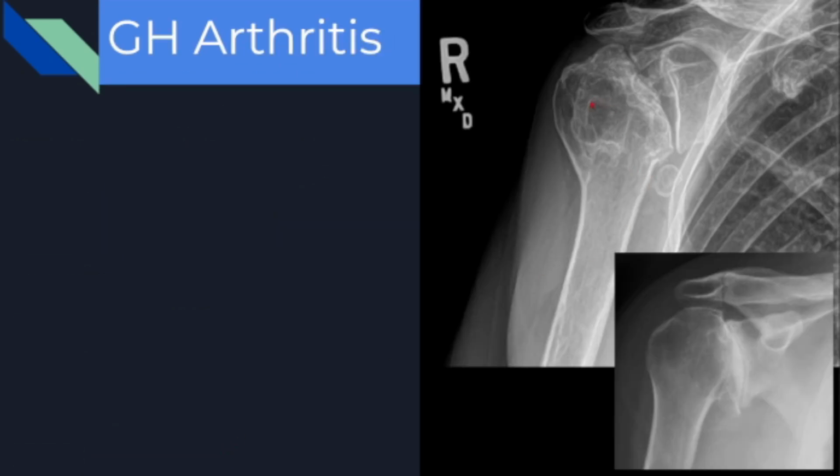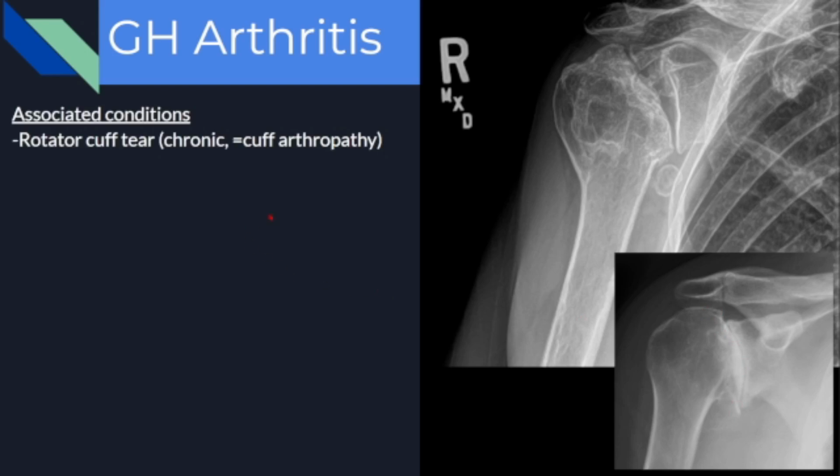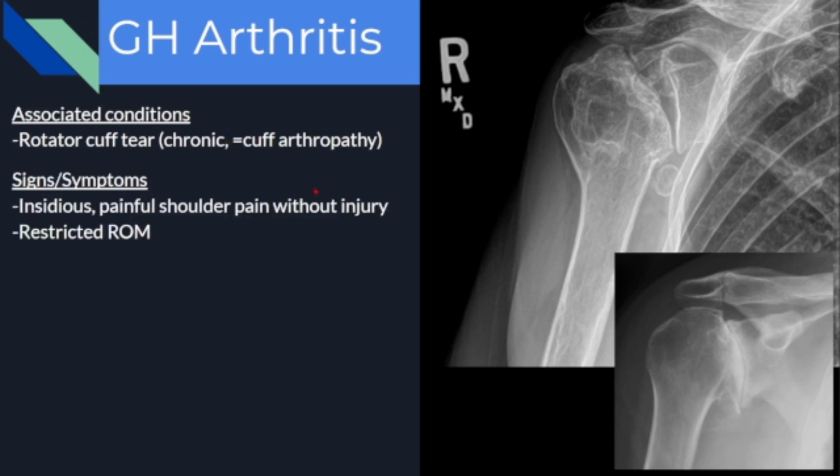Glenohumeral arthritis, right? We've looked at some x-rays already. I mean, this is just tragic in how bad it is, both of these, right? Imagine you're this patient trying to move your shoulder and how much pain you have. It is associated with a rotator cuff tear. Think of that as a cuff arthropathy. It is insidious, painful shoulder pain without an injury. They may have had a dislocation 30 years ago, but typically this happens over decades.